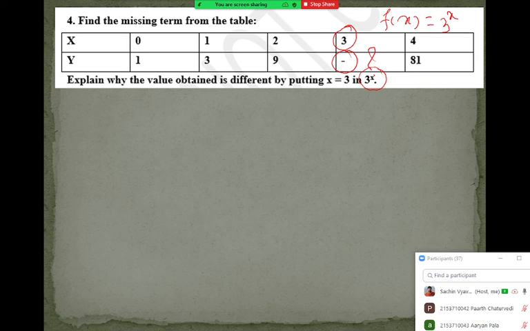Why will we get a different answer? Any idea? Why is the answer we obtain by finite differences sometimes different from the actual function?